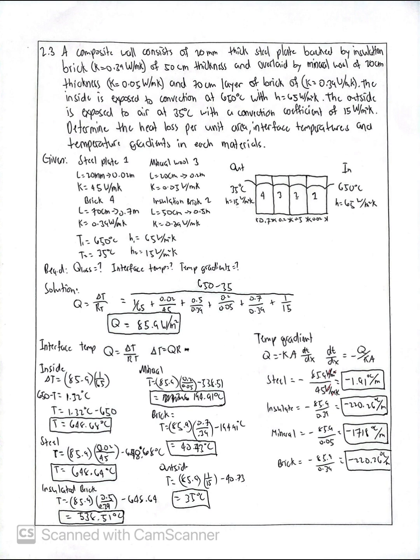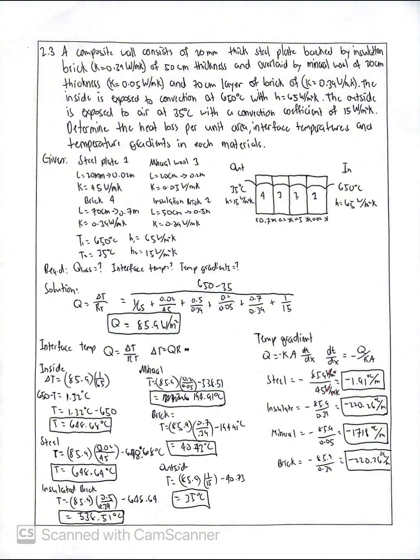Next is the first material, which is steel. Same, we multiply the heat and its resistance, then subtract it from the previous interface temperature, which is 648.68, so it becomes 648.64. Next, same process, from 648.64 it becomes 538.51. Next, same again, it becomes 194.91. And for the brick, the fourth material, it becomes 40.73, and on the outside, which is 35 degrees Celsius.